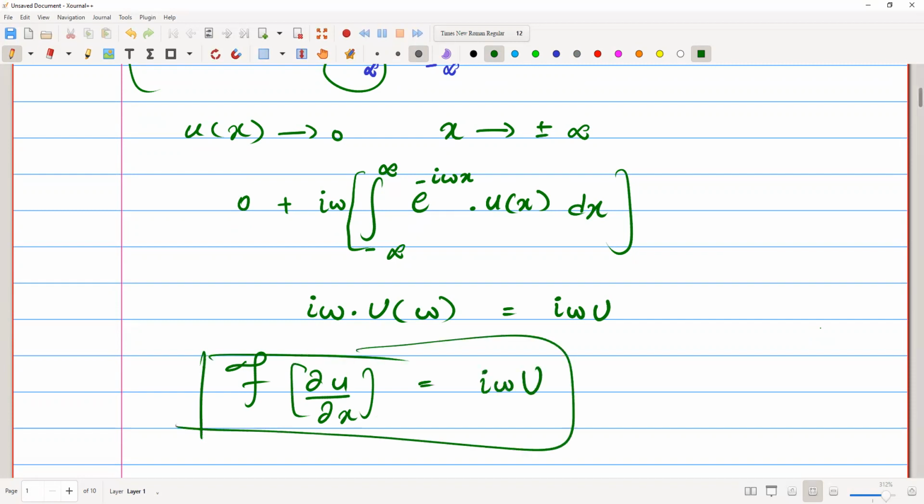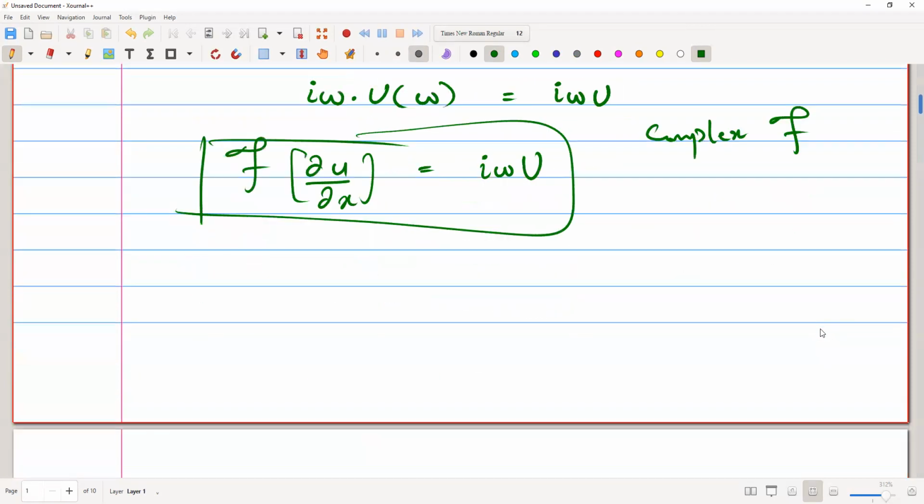And this is the complex Fourier transformation for this dou u over dou x. Now let's talk about dou squared u over dou x squared. What will happen if we apply the Fourier transformation?